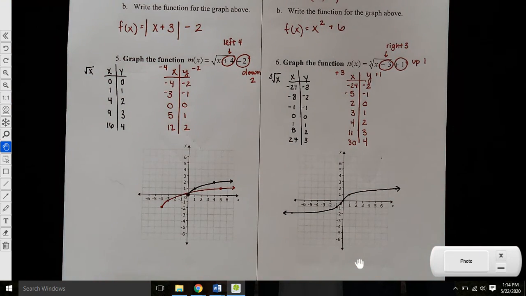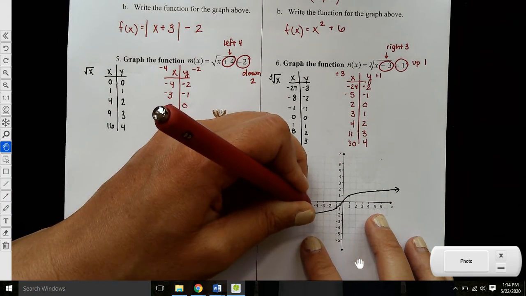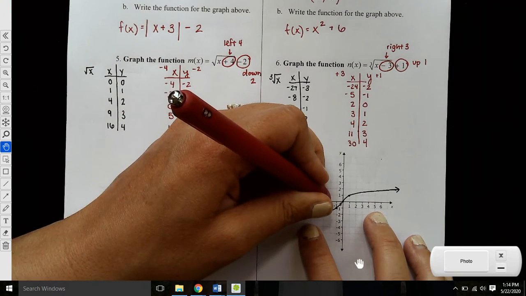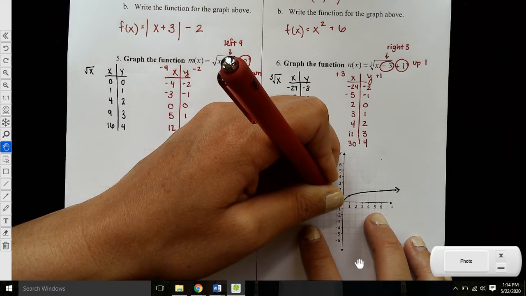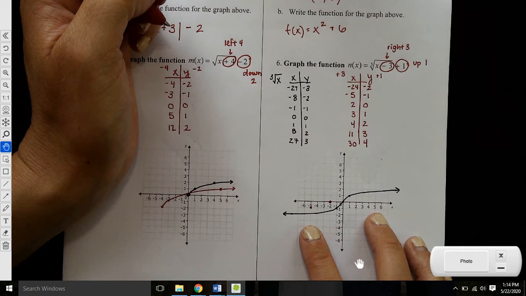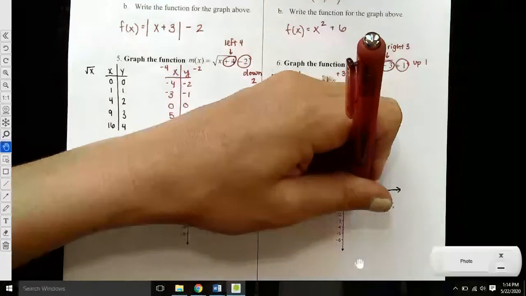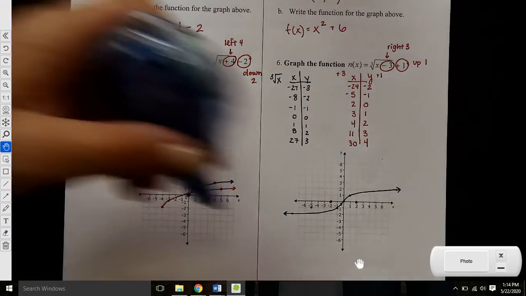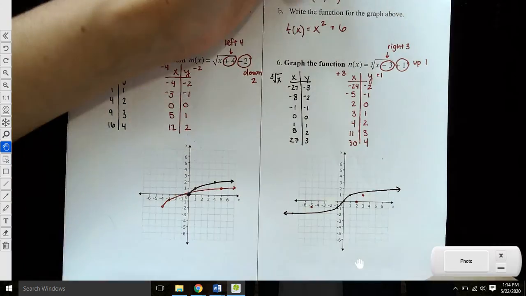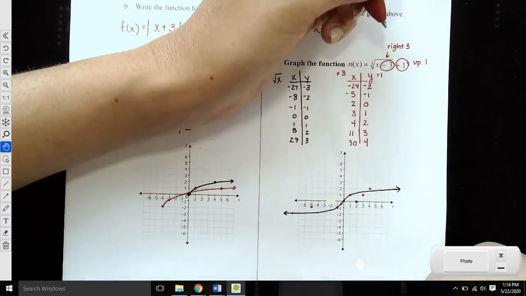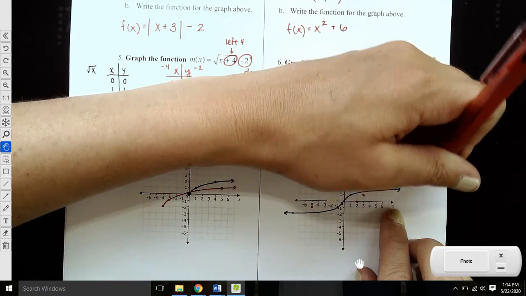So let's plot these on the graph. I can't fit the first one, but the next one, negative 5, negative 1. 2, 0. 3, 1. Oh, I did negative 2. 2, 0. 3, 1. 4, 2. And I can't really fit the rest of it, but I'll just draw the line going in that direction. It's going to be somewhere up there.